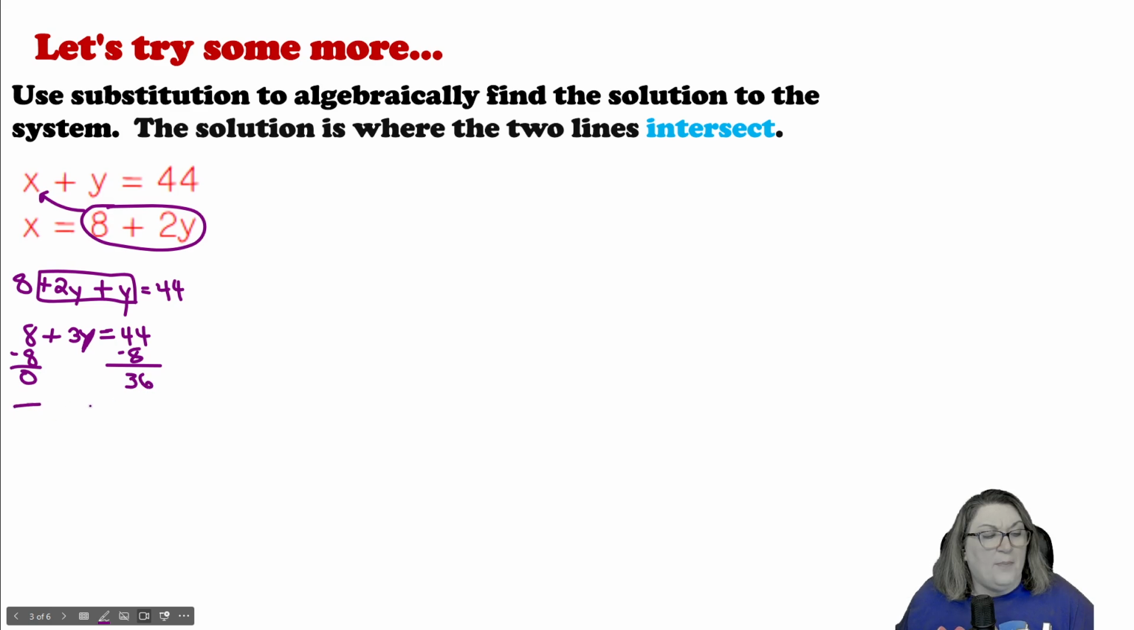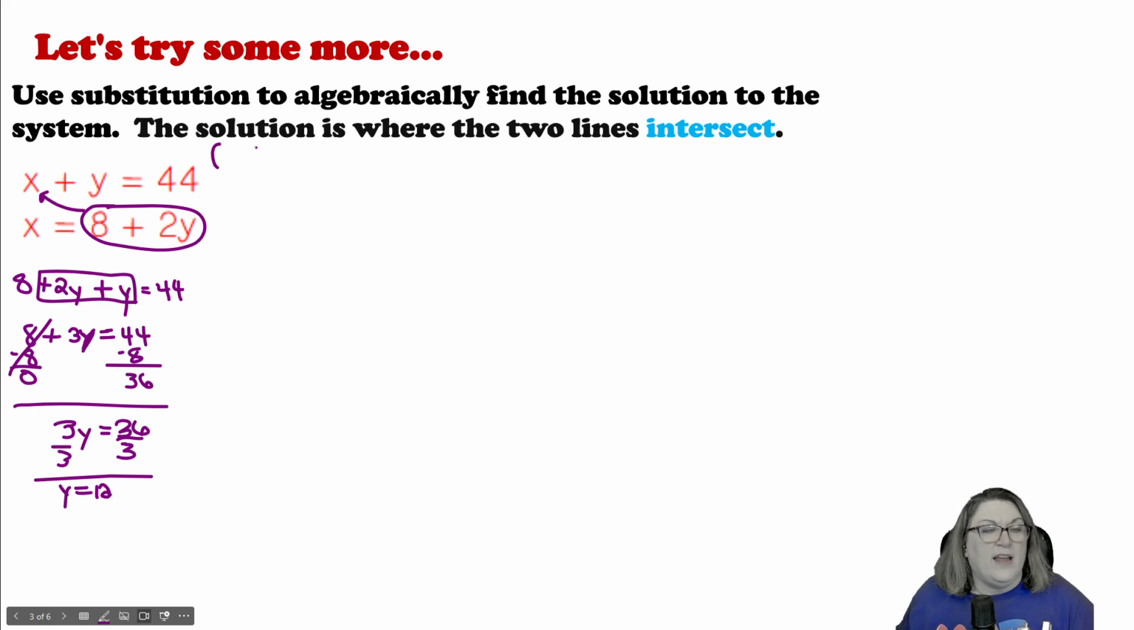And I end up with 3y on the left side of the equation and 36 on the right side of the equation, because that canceled out. And the only thing left to do is divide by that coefficient. This dividing by the coefficient at the end is very common. You'll see this a lot. 3 divided by 3 is 1y, and 36 divided by 3 is 12. So our y value is 12.